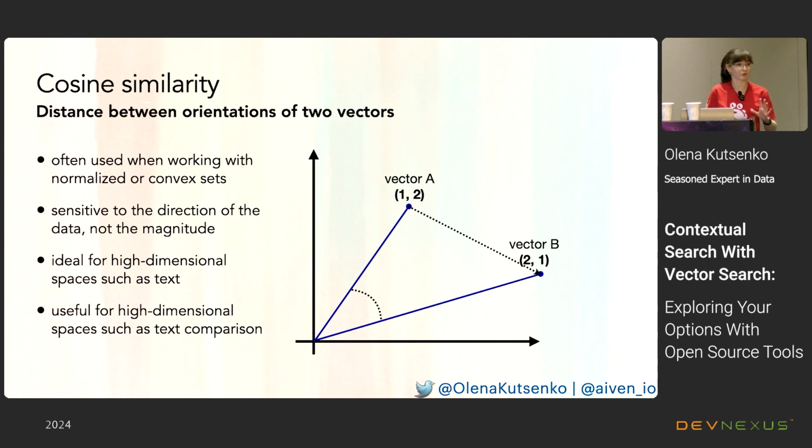You can imagine that you can have the same angle, whether the magnitude of the values is very different. So that's why you're by default ignoring the magnitude here. But it's really good for high dimensional spaces such as text, and used very frequently for text comparison.